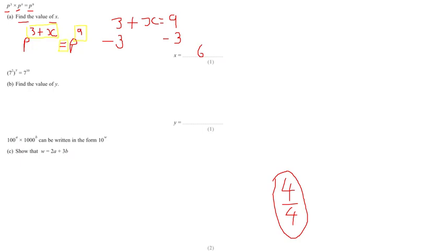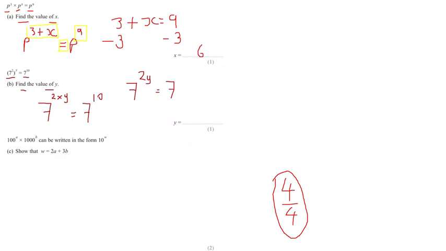Next up, guys, we've got 7 squared in brackets to the power of y equals 7 to the power of 10. Part B, find the value of y. When I've got a base raised to a power raised to another power, I'm going to multiply the powers. So it's 7 to the power of 2 times y, which is 2y. So we have 7 to the power of 2y is equal to 7 to the power of 10.